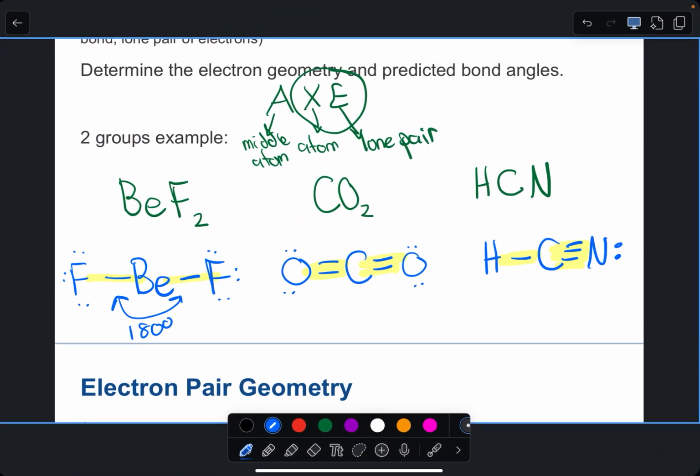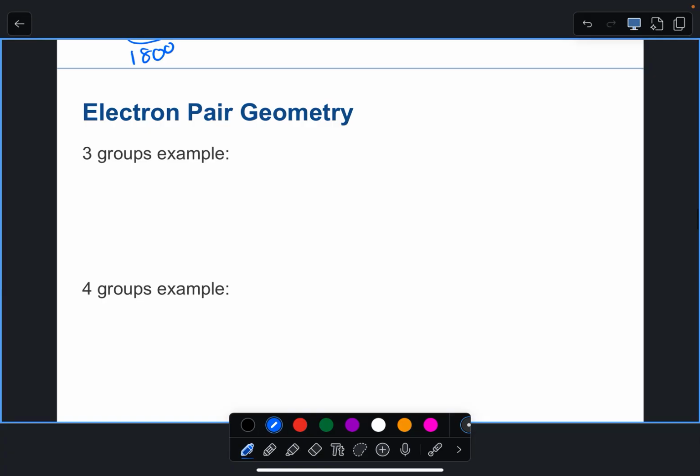Okay, for the 3 group example, I want us to do BF3 and, what was the other one I used? O3, which is ozone. Okay, I want you to do those 2 Lewis structures. Ozone might take you a little bit of messing around with it, but that's good. It's just practice for chapter 10. And see what you can get out of those 2, and then we'll talk through those.